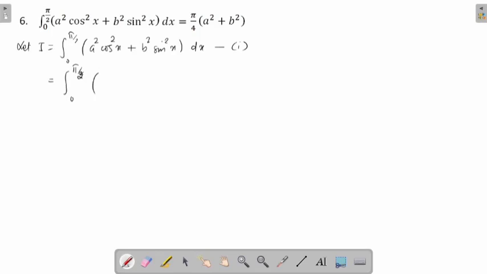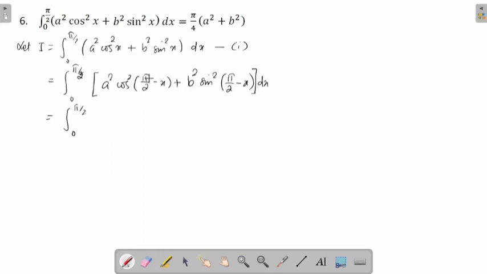Here you will find some changes. The change that you are going to have is, in place of x we'll write pi by 2 minus x. So a square cos square of pi by 2 minus x plus, similarly, we have b square sine square, in place of x I'll write pi by 2 minus x. Let me close the bracket. Now all of you know this is 0 to pi by 2.